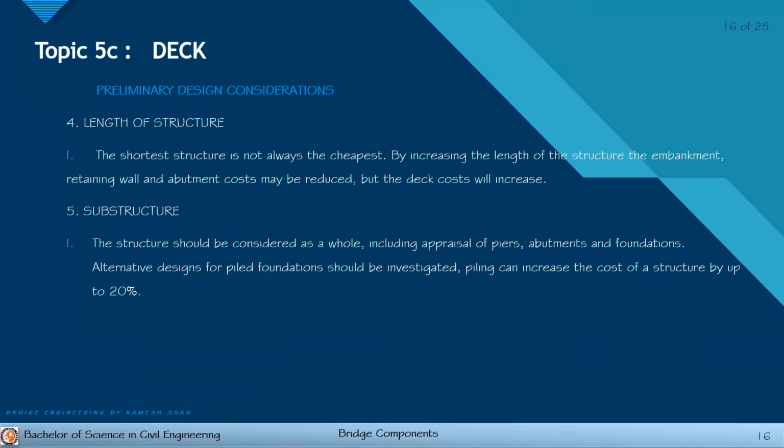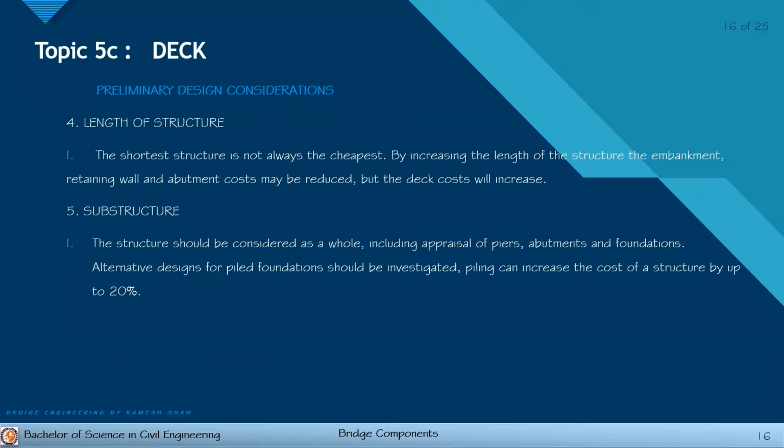Okay? Then next, we have number 4, length of structure. The shortest structure is not always the cheapest. By increasing the length of the structure, the embankment, retaining wall, and abutment cost may reduce, but the deck cost will increase. So, ganon.